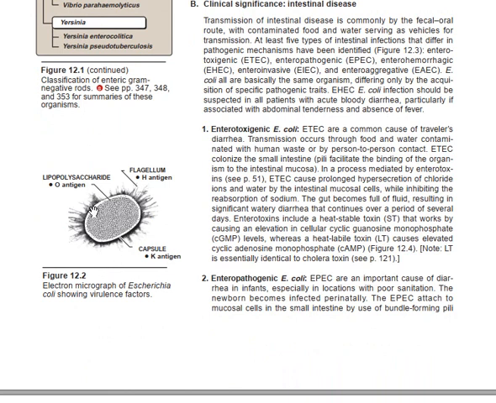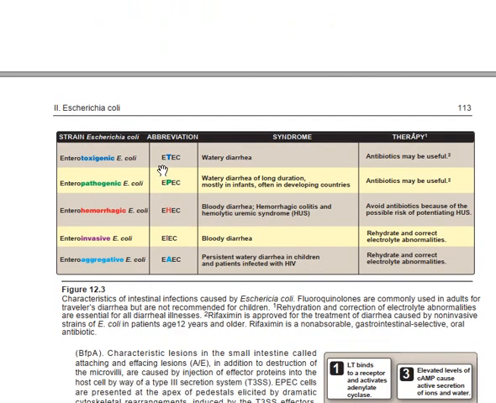The next image is an electron microscopic view of Escherichia coli, showing the virulence factors. The virulence factors consist of lipopolysaccharide, whose antigen accounts for the O antigen. The next is the flagellum, which accounts for the H antigen. The next is the capsule, which accounts for the K antigen. All these are virulence factors of Escherichia coli.